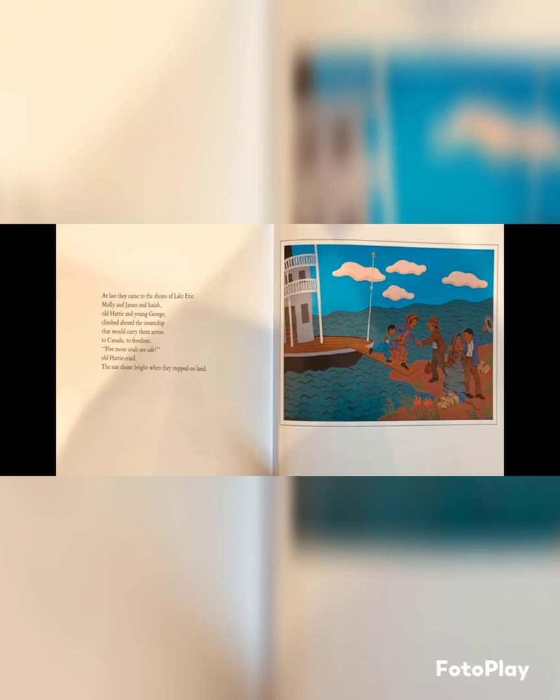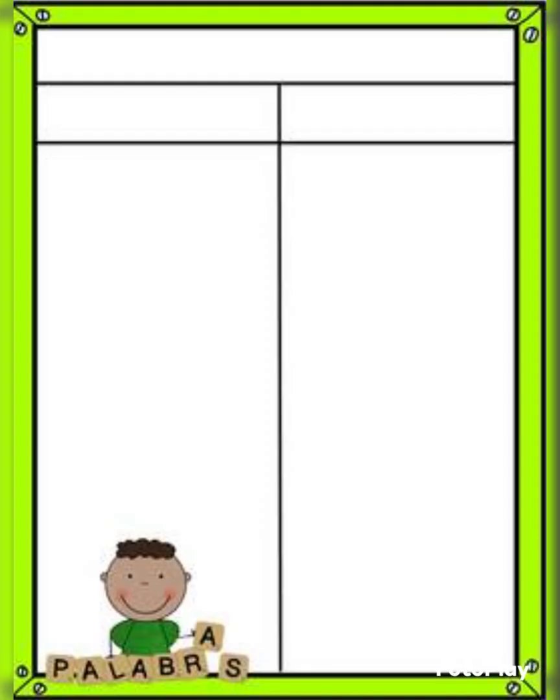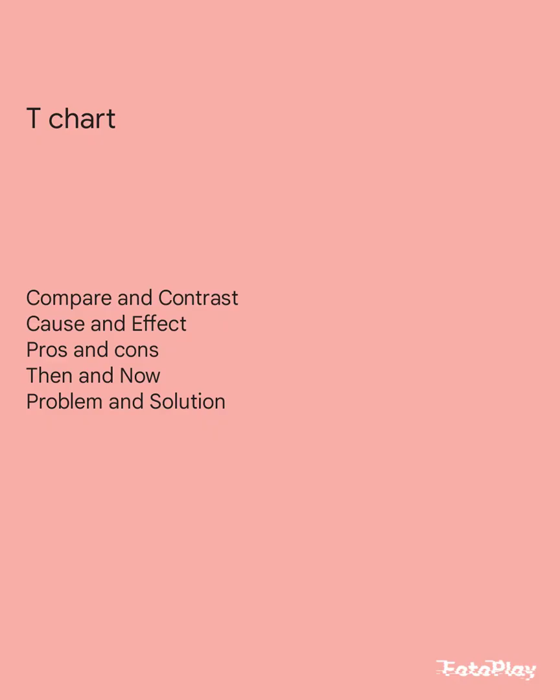So a great literary strategy that can be used to dissect this book is a T-chart. But what is a T-chart? Simply, it's a chart made from the letter T with a line down the middle and one across at the top. A T-chart is a chart used to compare and contrast 2 sides of an issue, cause and effect, pros and cons, problem solutions, or then and now.